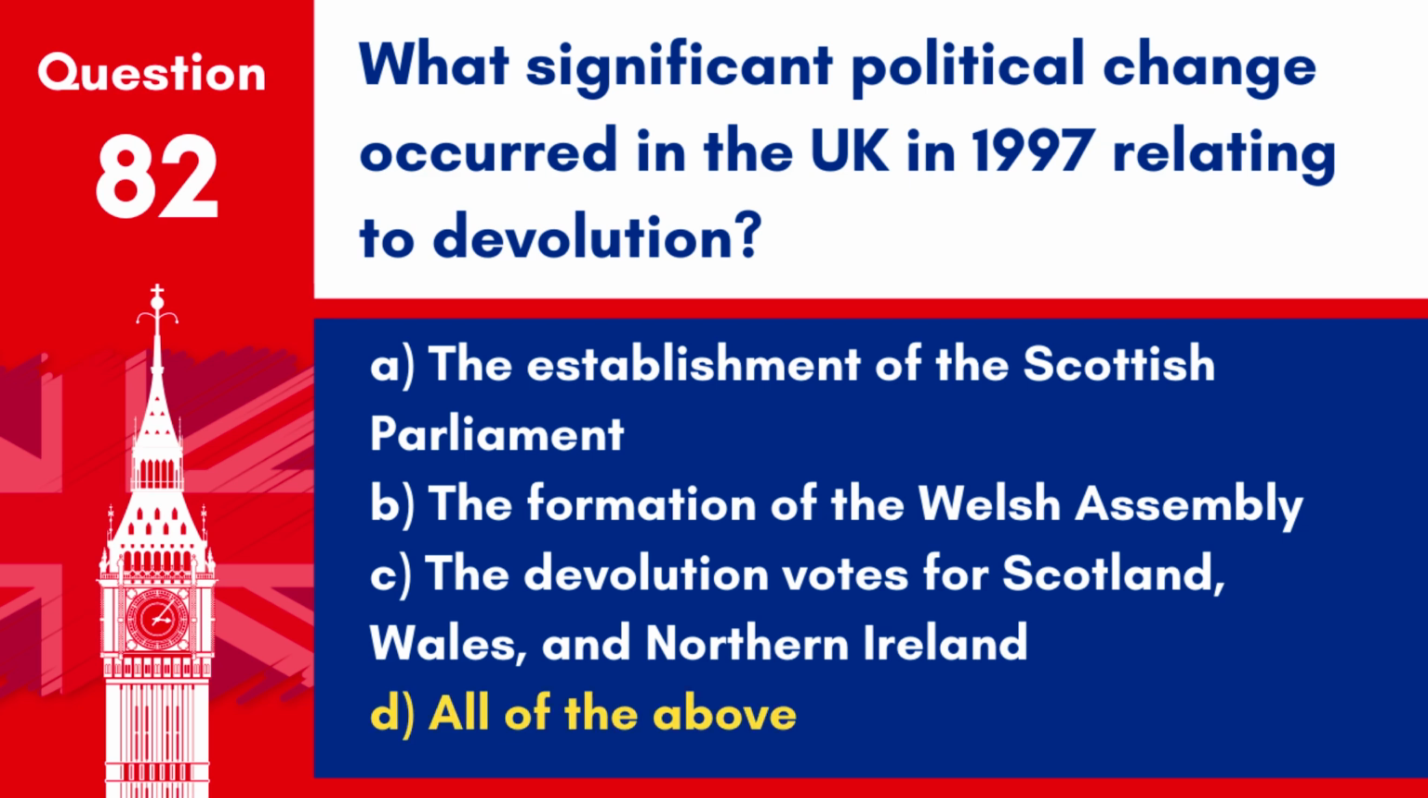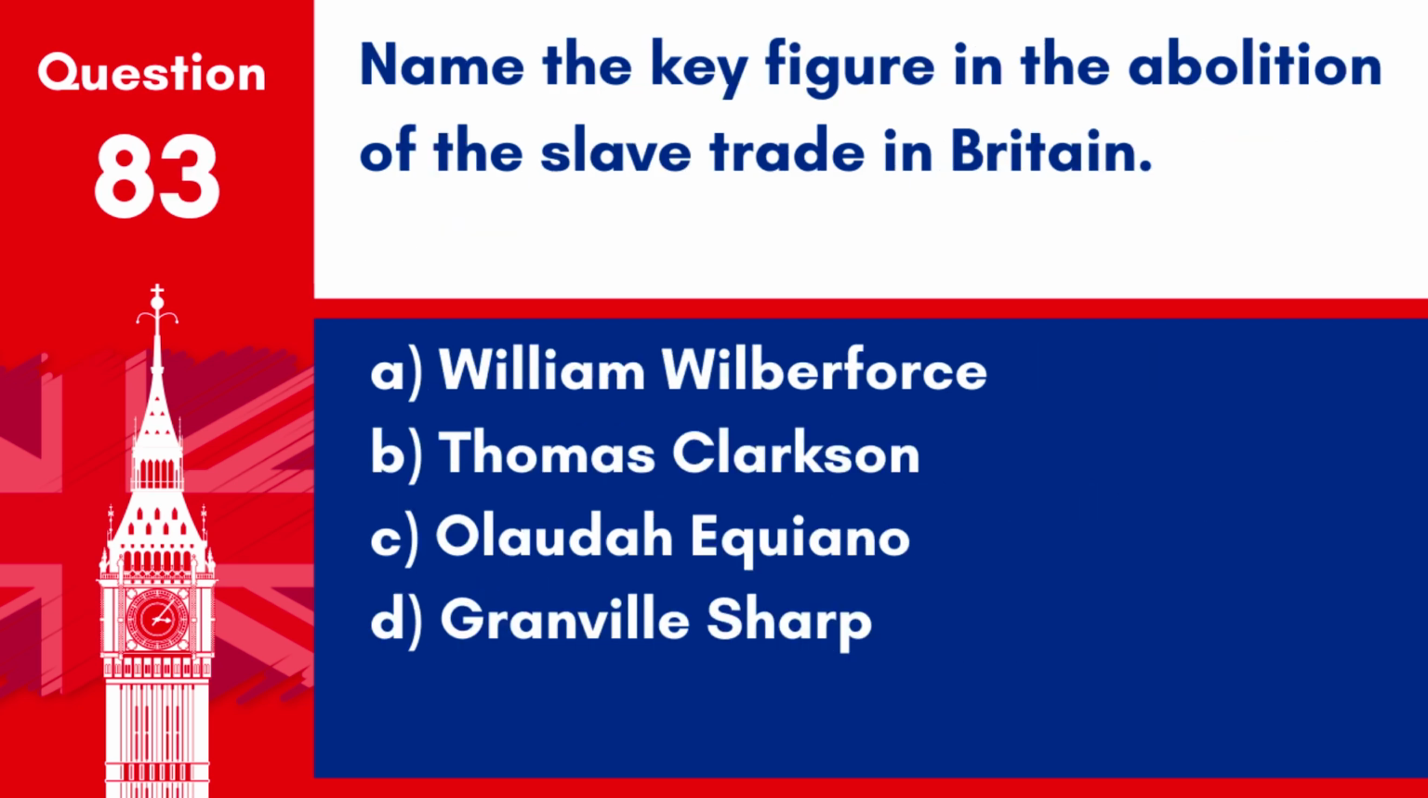Answer: D. All of the above. In 1997, significant political changes occurred relating to devolution, including votes that led to the establishment of the Scottish Parliament and the Welsh Assembly, and increased autonomy for Northern Ireland. Question 83. Name the key figure in the abolition of the slave trade in Britain.